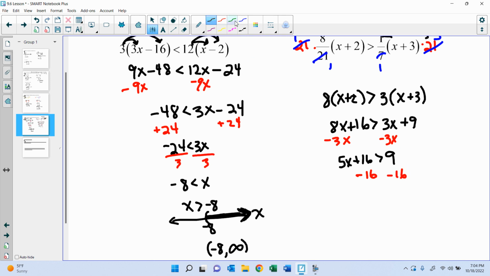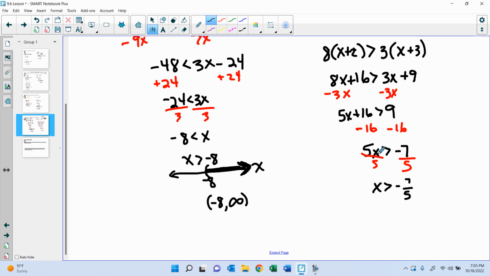Hopefully all of this solving is getting really easy because we've done it over and over and over. So we have 5x is greater than, if you do 16 minus 9, you're going to get 7, and then it's negative. And then you're going to divide here by 5, divide by 5. And so your answer, just leave that fraction. It's perfectly fine. You're going to have x is greater than negative 7/5.